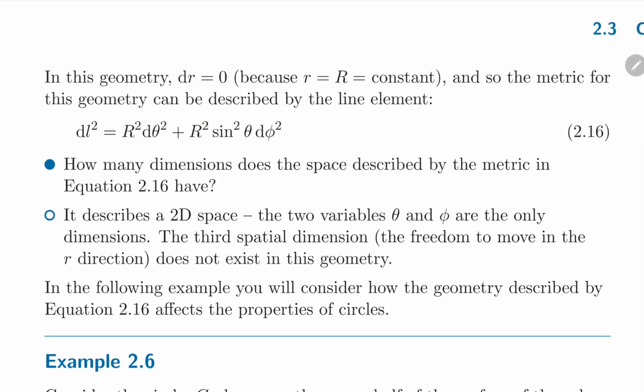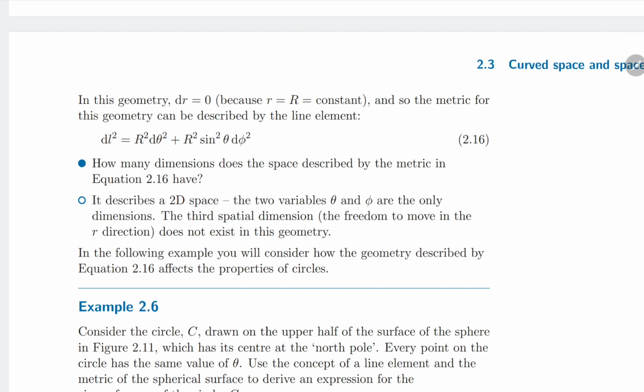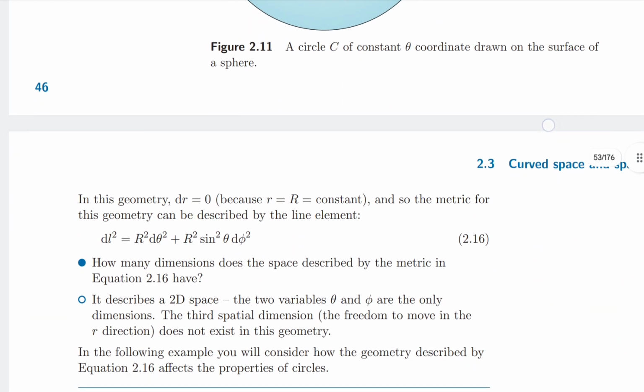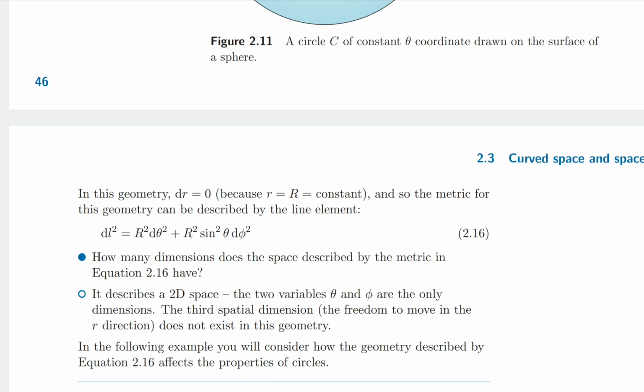In this geometry, dr equals 0 because r equals constant. And so the metric for this geometry can be described by the line element dl squared equals r squared d theta squared plus r squared sine squared theta d phi squared. Because r is a constant, differentiating gives dr equals 0, or the difference in r equals 0.